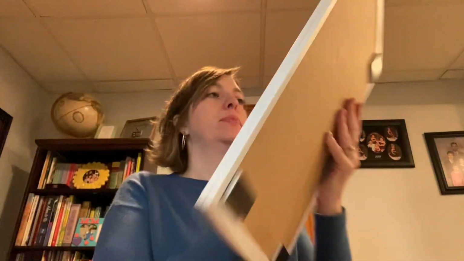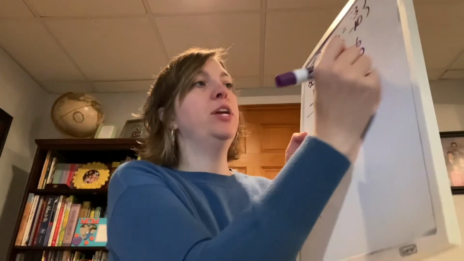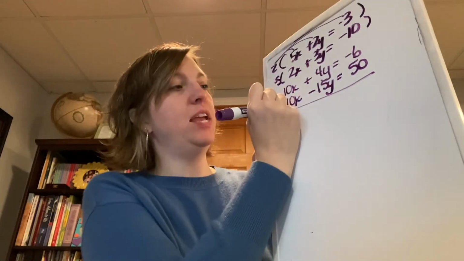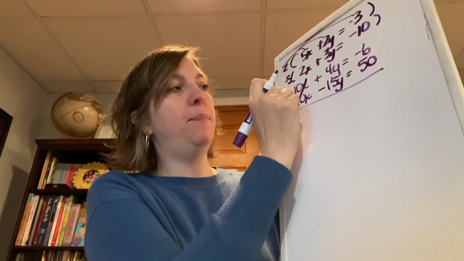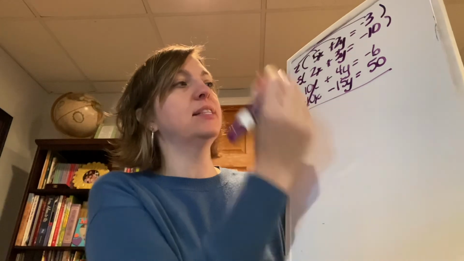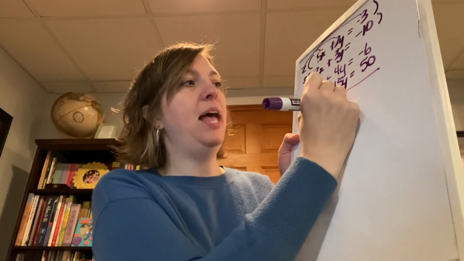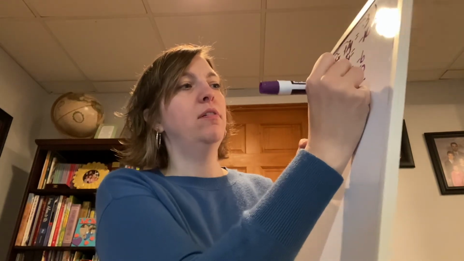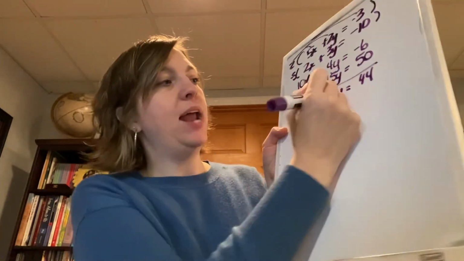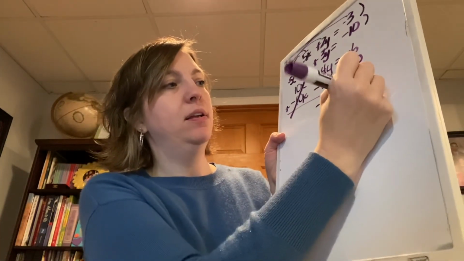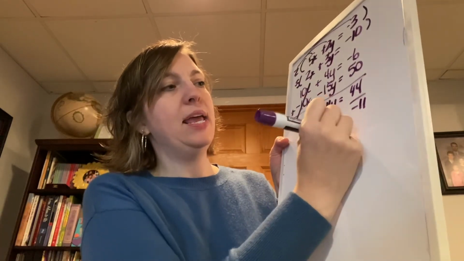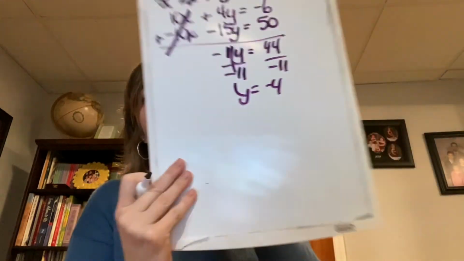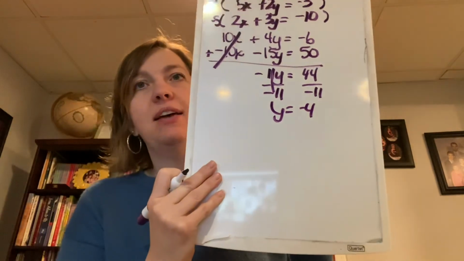Okay? All right, now I'm going to add, just like this method is called, the addition method. +10x minus 10x cancels out. I'm left with -11y equals 44. Now, when I divide by -11, y equals -4. Now, I'm not done because I've got to plug that in and solve for the next.